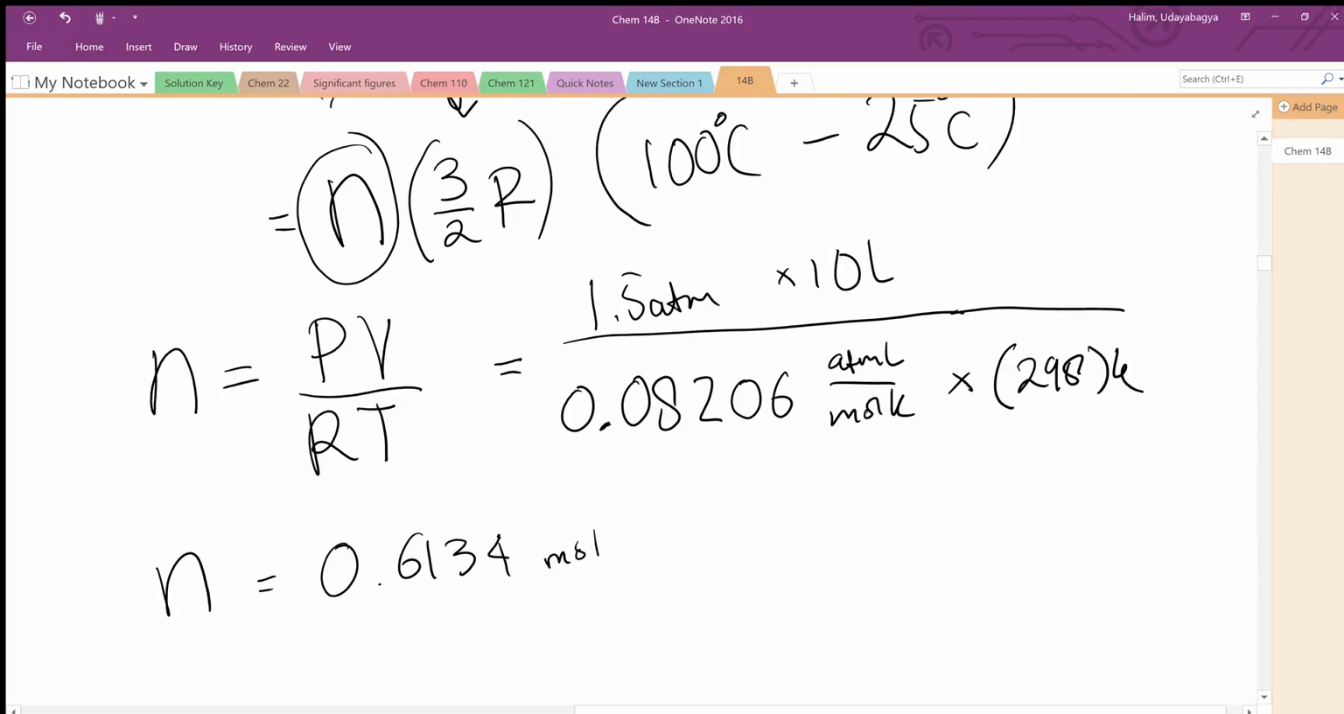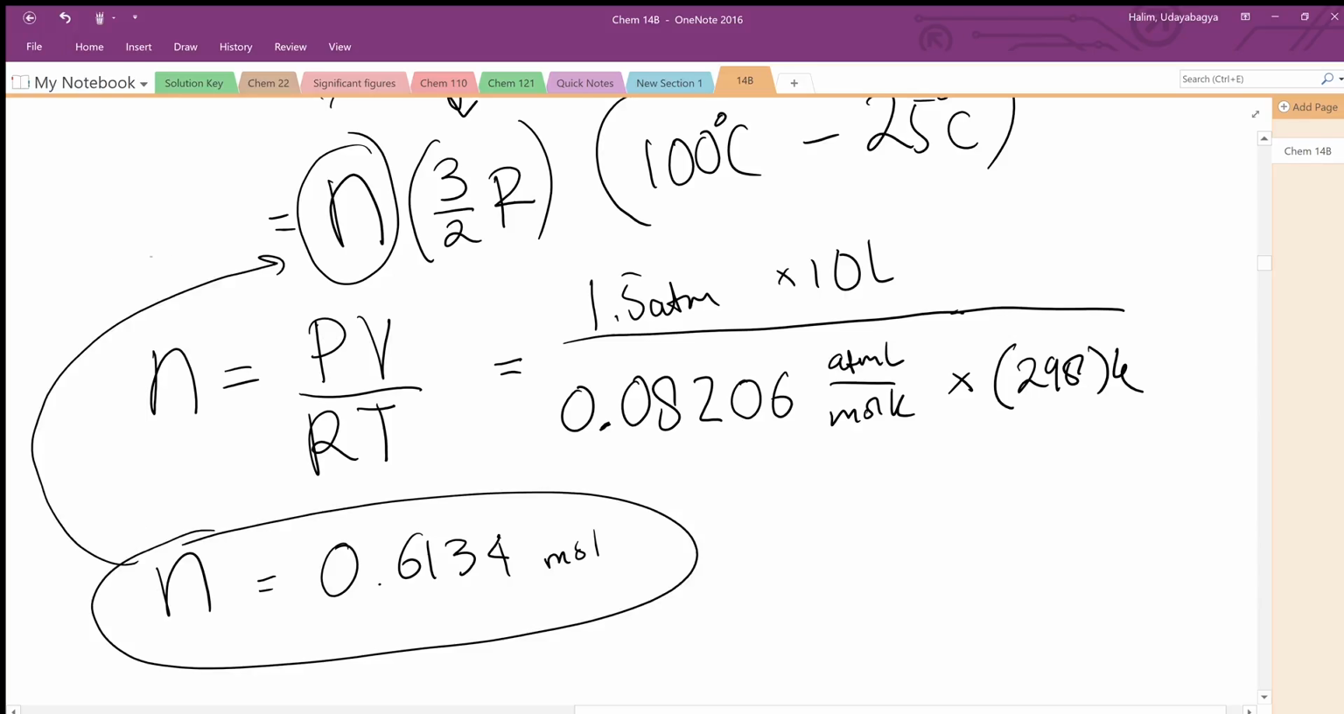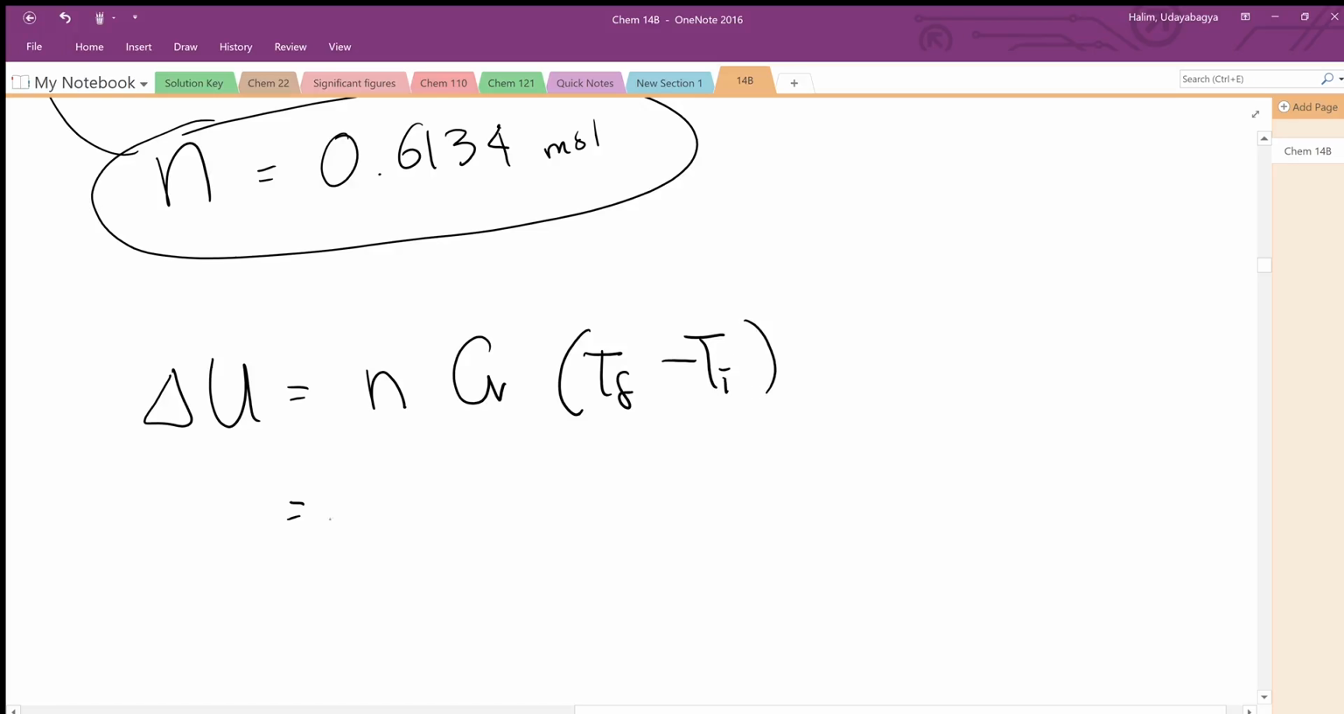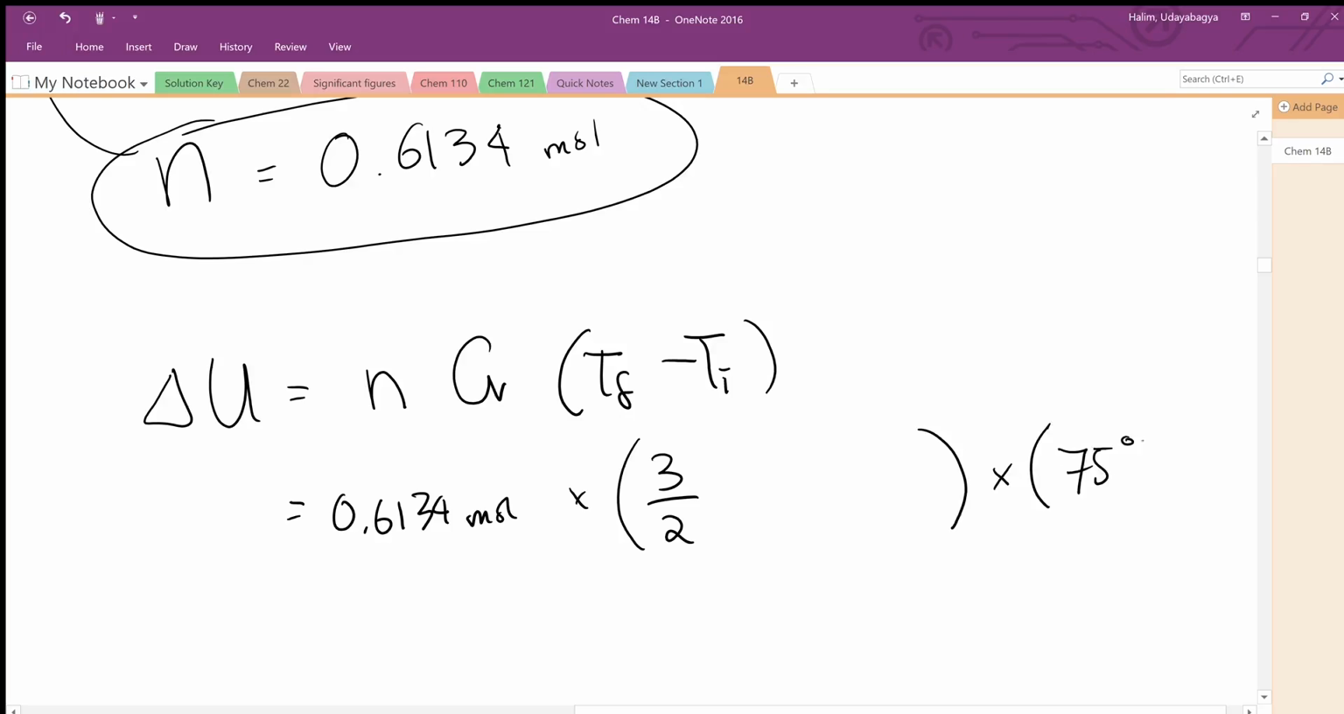Alright, now that we figured out the number of moles from the ideal gas law, we can put it back into the equation for the change in the internal energy. So far so good? Yeah? It becomes more confusing simply because we're adding multiple concepts together. Times 3 over 2 R times 75 degrees Celsius.